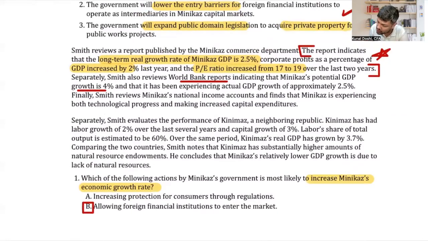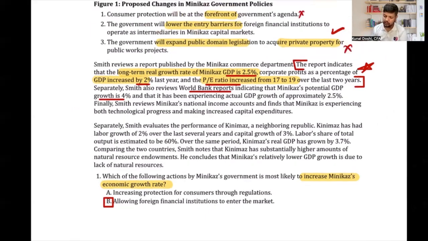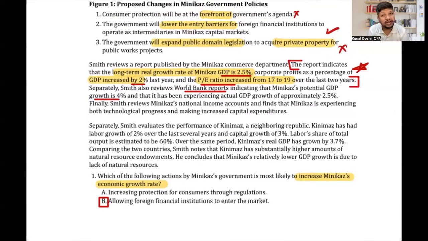So the long-term real growth rate is 2.5 of the GDP. Corporate profit as a percentage of GDP increased by 2% last year, and the P/E ratio increased from 17 to 19. Remember, when I say long-term growth rate in the stock market, it is a function of what? GDP growth rate. So that is based on GDP growth rate. And when I say GDP growth rate, the real GDP growth rate. Correct? But the other two factors here, they have given me corporate profit as a percentage of GDP increased by 2%, and the P/E ratio also increased from 17 to 19.